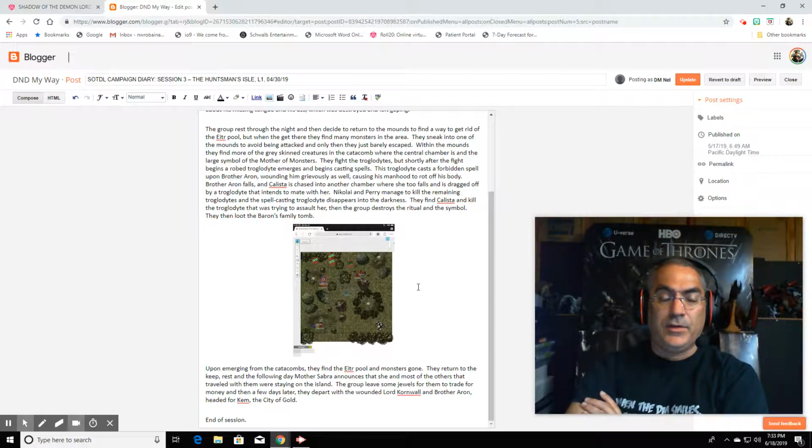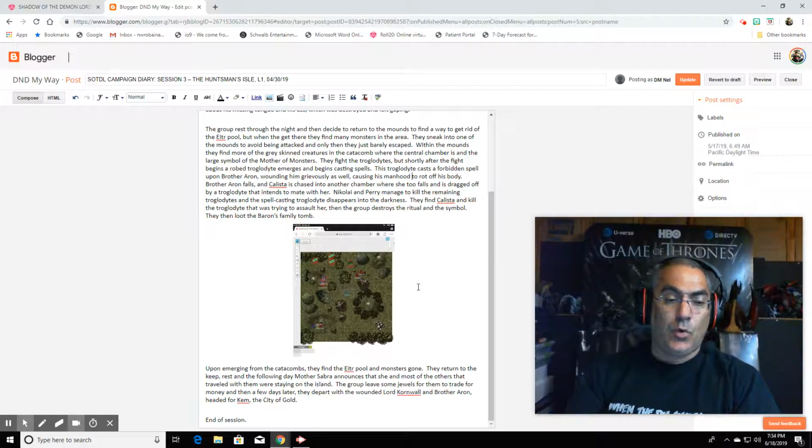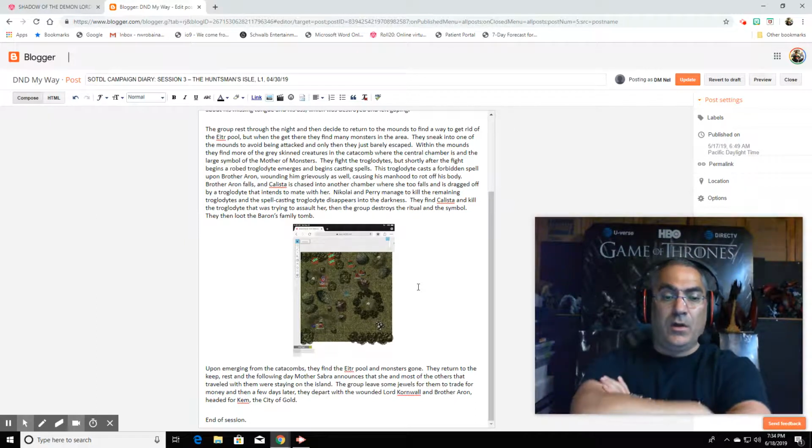Somehow this symbol was summoning monsters and populating the island with monsters, and it was corrupting the place. So by disrupting the ritual and basically erasing the symbol, that caused the pool above the surface to evaporate, and that resulted in the monsters basically fading away. So the quest was resolved. They go back to the keep. They find that the ghost went to his final resting place.